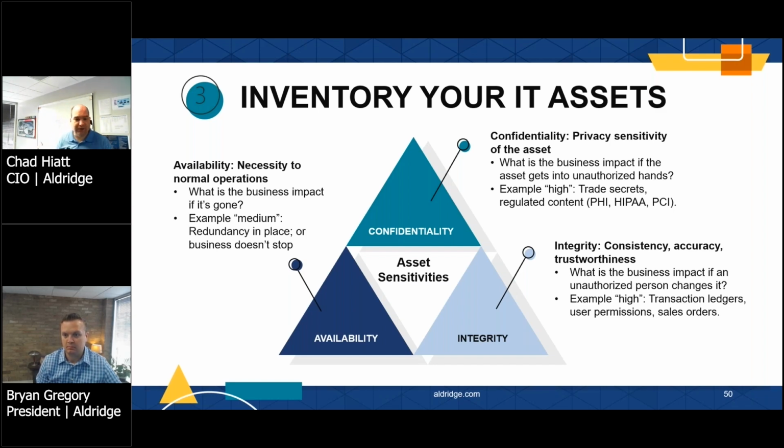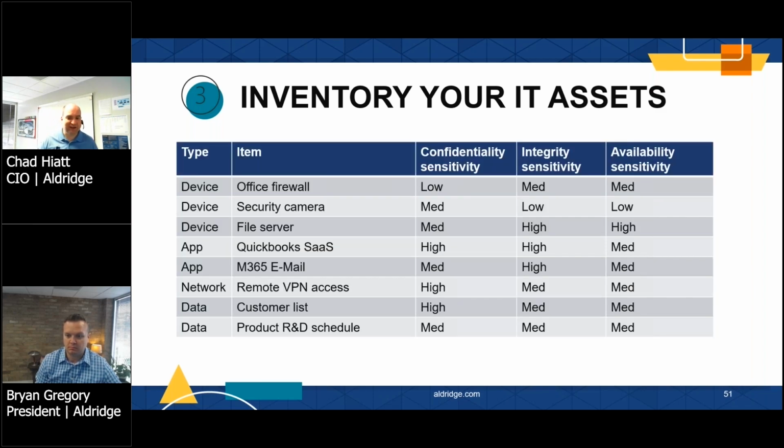Finally, we're talking integrity, and what's the business impact if somebody changes this without me knowing or without my approval? Would we detect it? Would it break other processes? Would it break anything critical to our business? So again, we want to keep things simple. So let's rate each IT asset as low, medium, or high on each of these 3 sensitivity axes. So now our starting inventory looks like this.